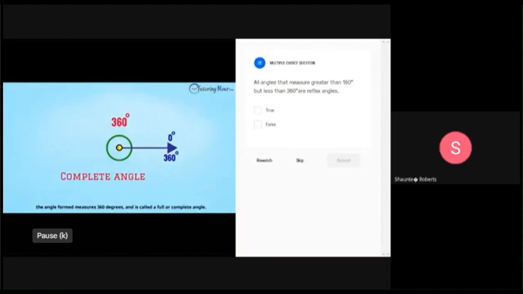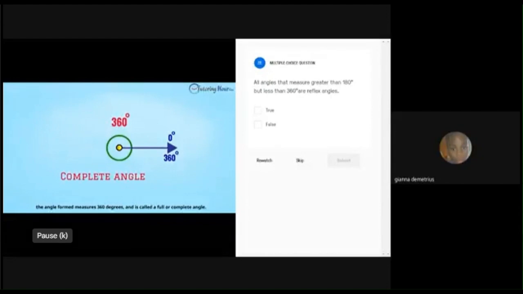All angles that measure greater than 180 degrees but less than 360 degrees are reflex angles. True or false? Miss, false.